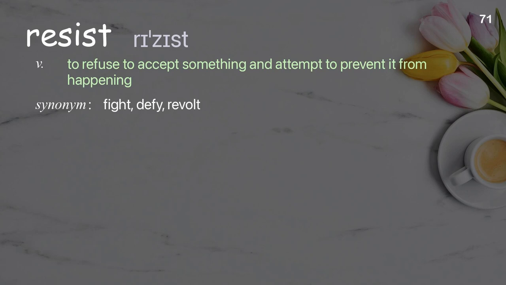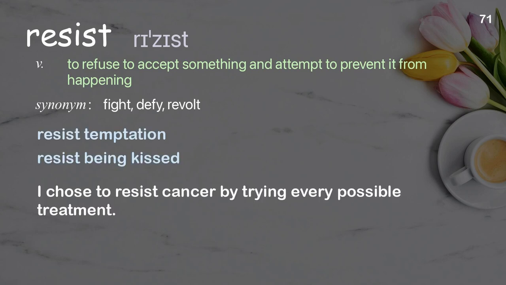Resist. To refuse to accept something and attempt to prevent it from happening. Examples: resist temptation, resist being kissed. I chose to resist cancer by trying every possible treatment.